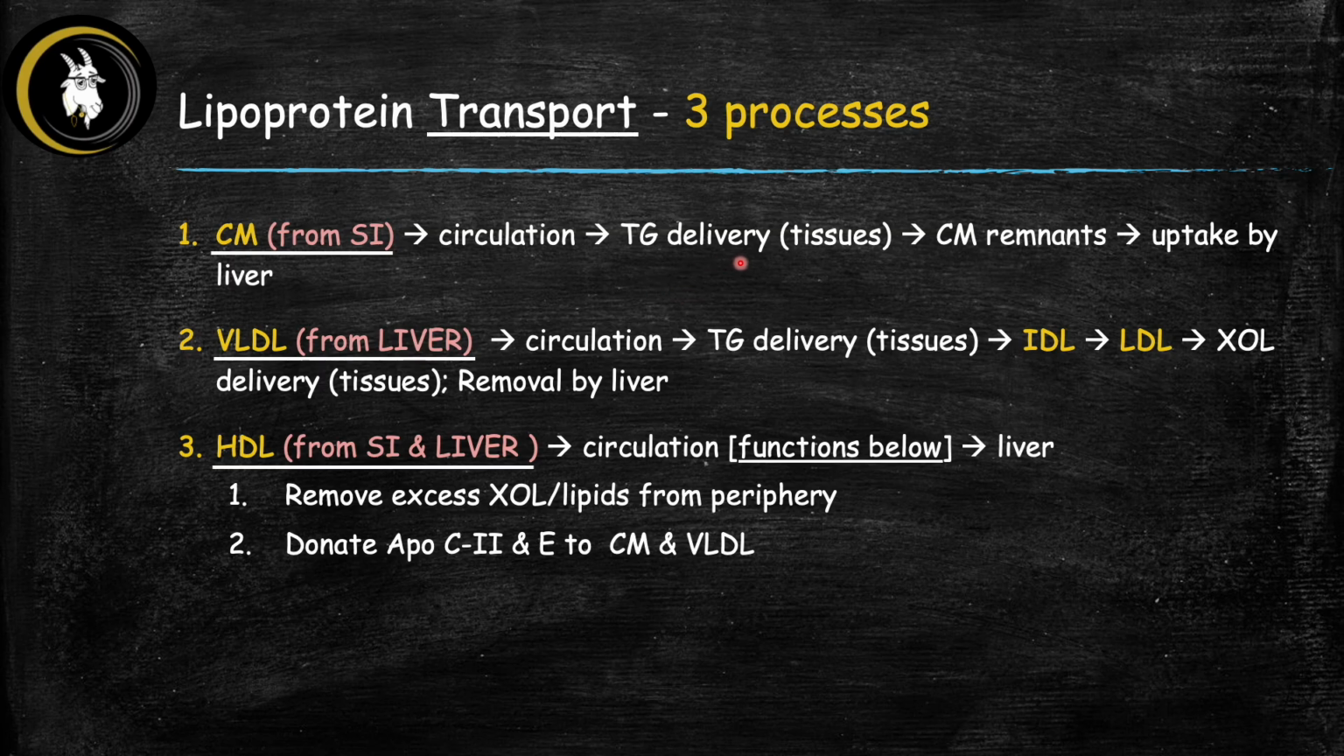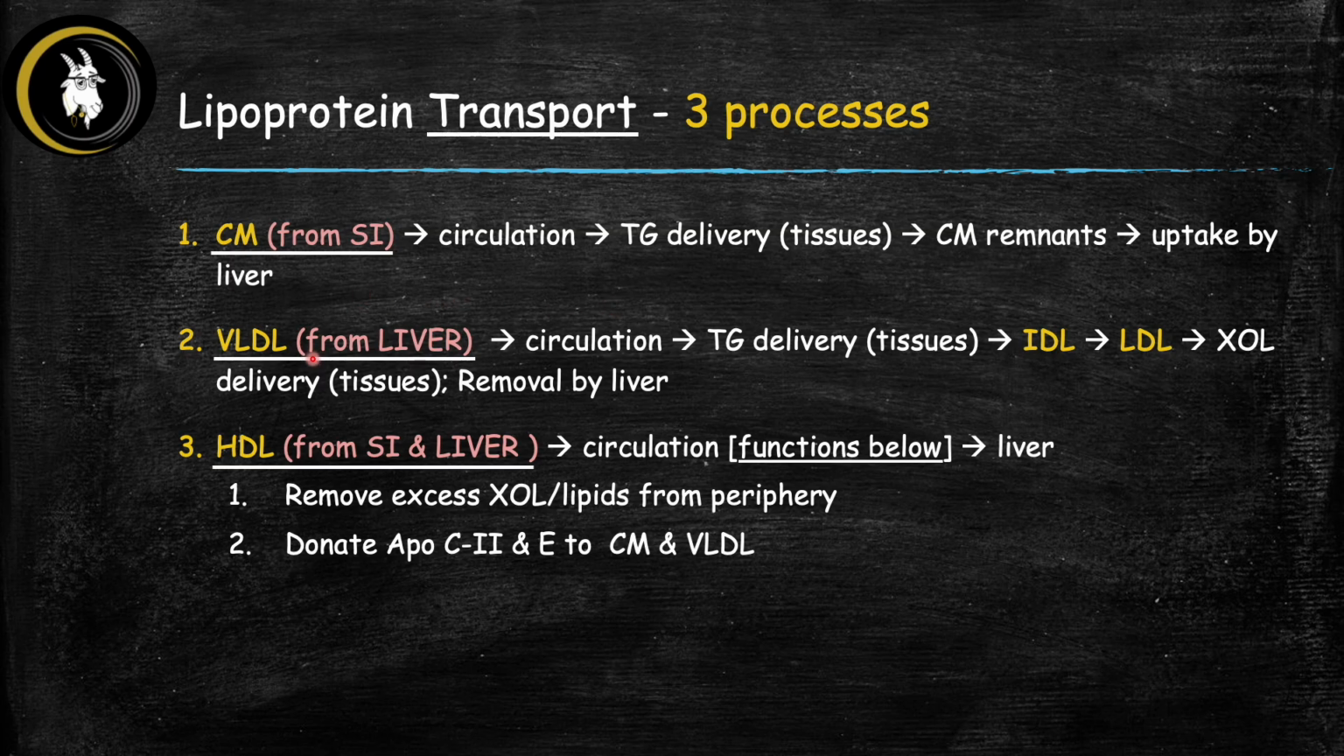The goal was to deliver triglycerides to our tissues, and then after those triglycerides have been removed, whatever is left over is called the chylomicron remnants. That's going to be taken up by the liver. So it's going to start in the small intestines, deliver triglycerides to tissues. The remnants are going to be taken up by the liver for storage.